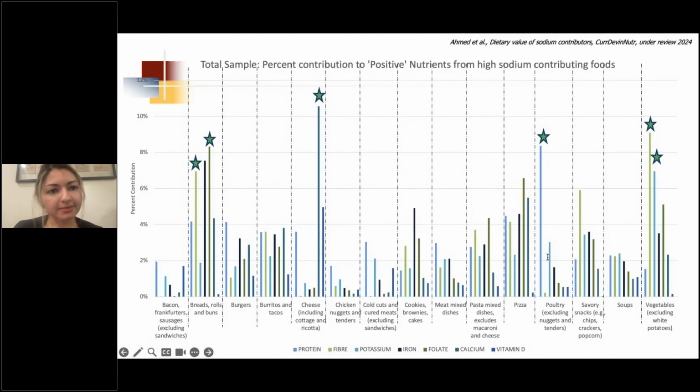So let's look at this. This particular slide is showing us the top 15 food category contributions to positive nutrient, where the green stars, as highlighted on the slide, indicate the top sources of these particular nutrients. So as an example, over here, we have breads, rolls, and buns, which are contributing, for example, folate and fiber to the diet. Another example are vegetables, which are considered to be the leading sources of potassium, and cheese, right over here, considered to be a leading source of calcium.